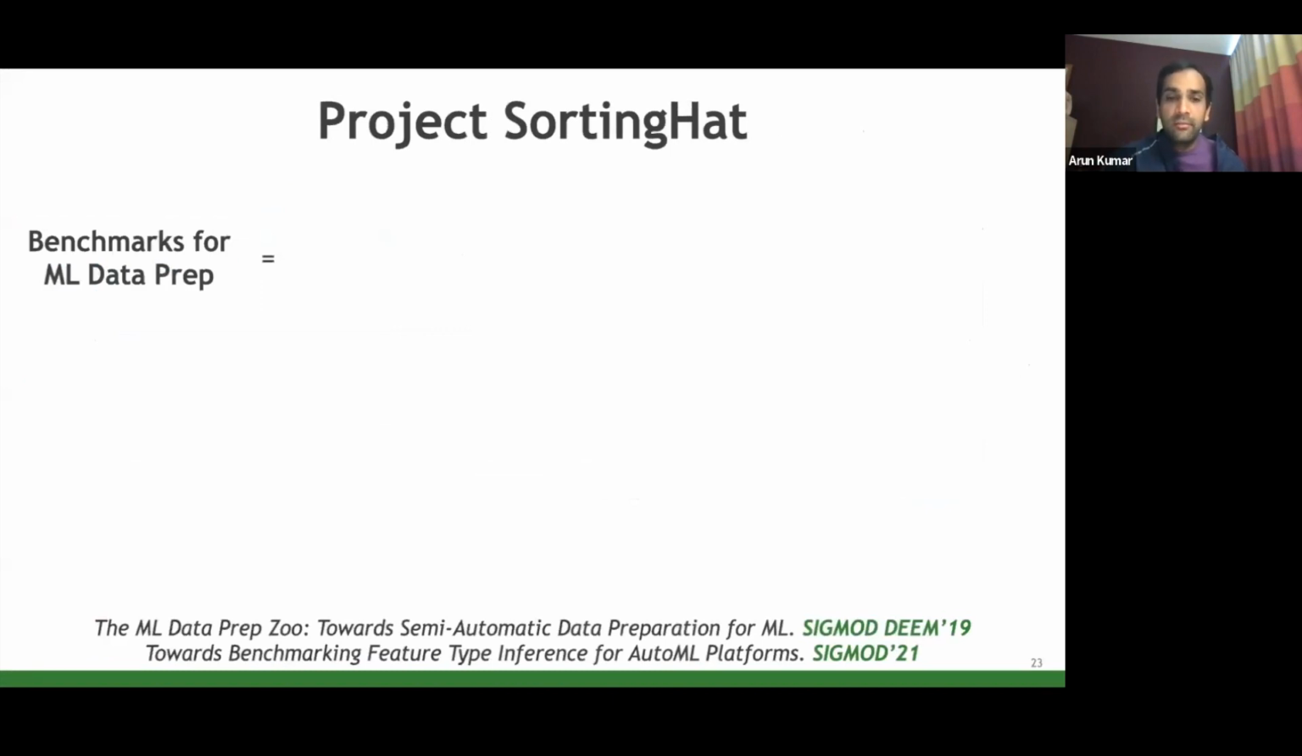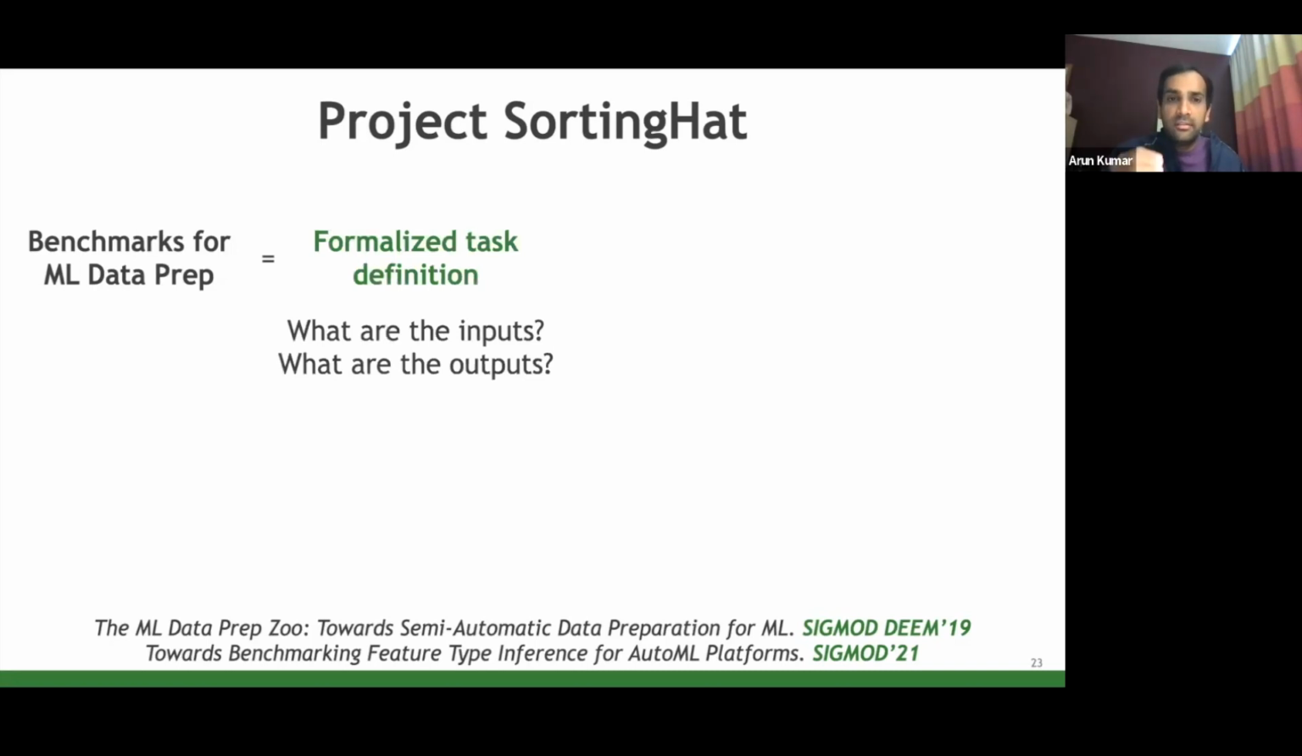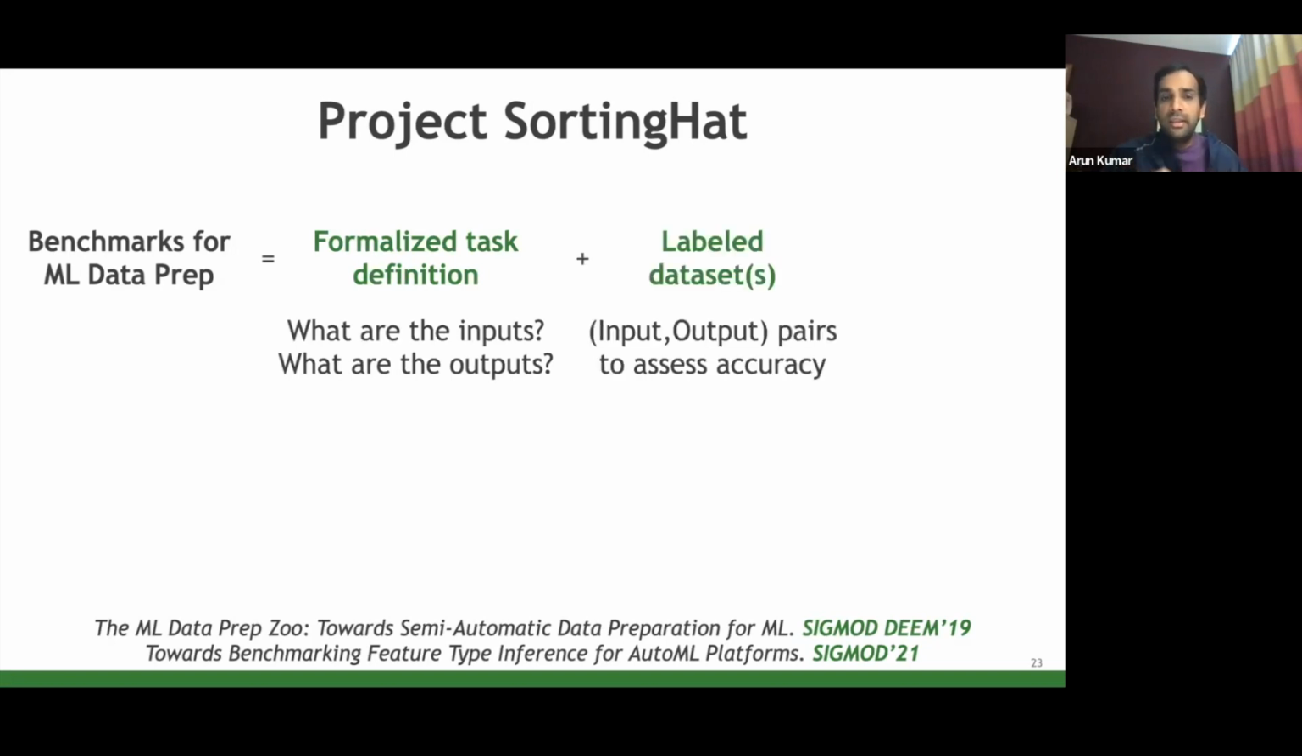And in Project Sorting Hat, we laid out this vision for what benchmarks should look like. And we find there are 3 components that are necessary. One, you need to formalize the task definition. What is the input? What is the output for a data prep step in the ML context? 2, we need labeled data sets, input-output pairs, to assess the accuracy of an automated data prep method. And 3, it's not enough to just automate it. We want to make sure that the way you automate it doesn't affect your downstream accuracy too much, or it actually improves it. So you need a benchmark for the downstream predictions as well for whatever data prep automation you've done. Does it really help?